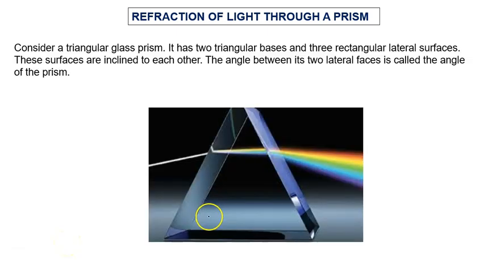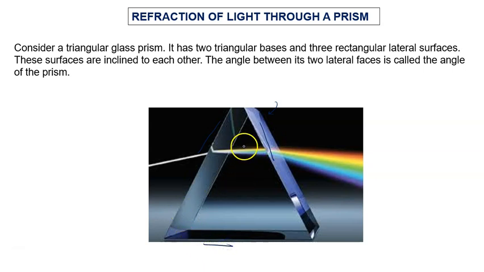Refraction of light through a prism. We have to consider a triangular glass prism. It has two triangular bases, one face in front of you, another face on the back side, and three rectangular faces. This is one rectangular face, this is another, and this is another.